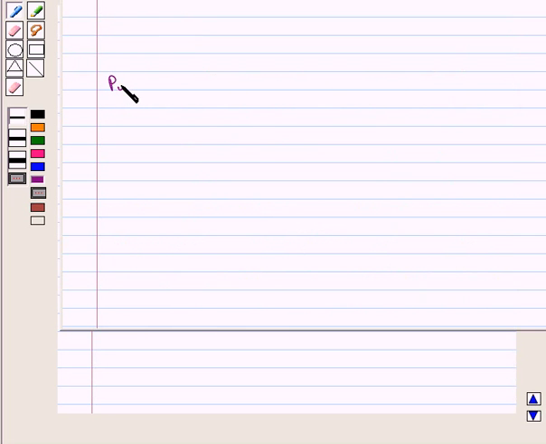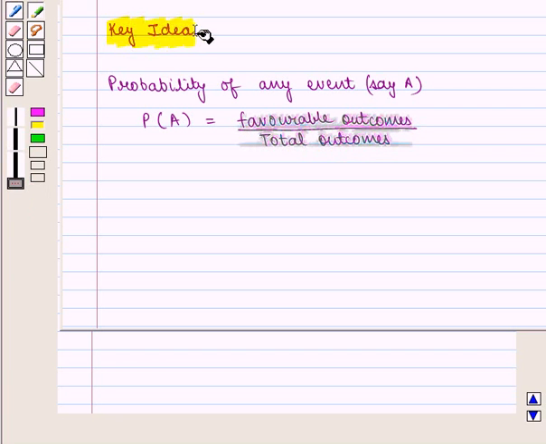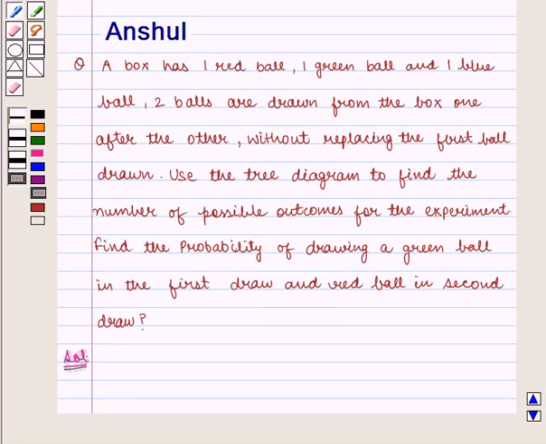We know that probability of any event, say A, is given by probability of event A is equal to favorable outcomes upon total outcomes. This is the key idea we are going to use in this question. Let us move on to the solution.